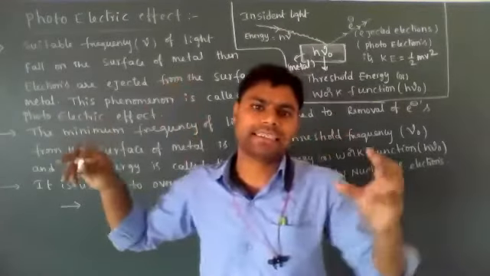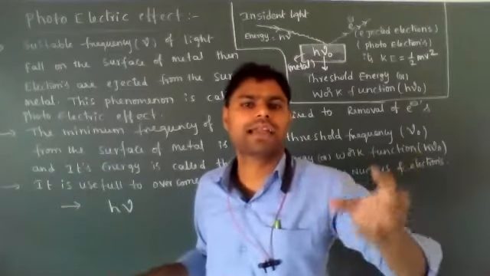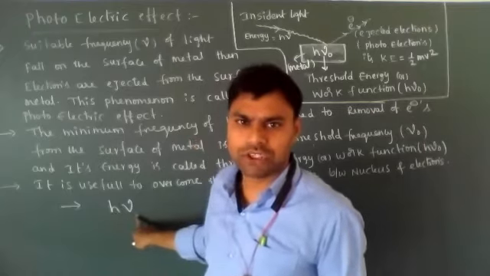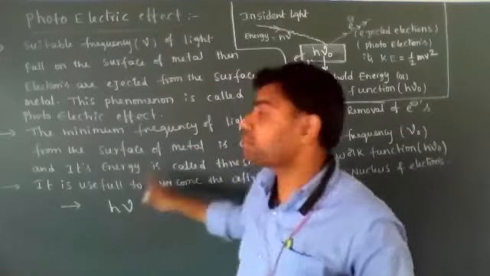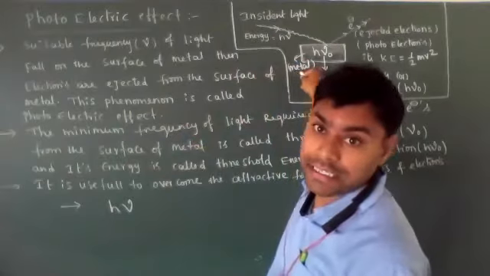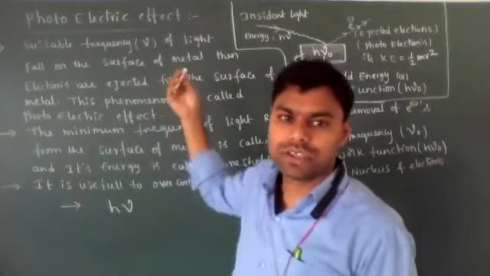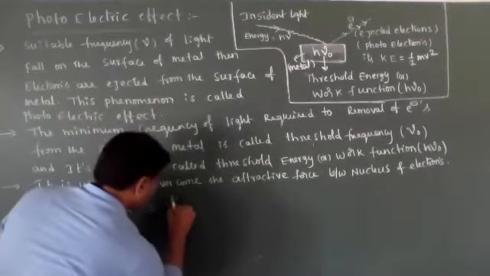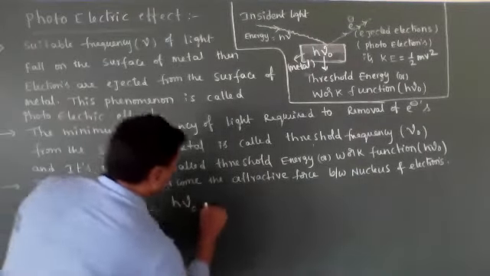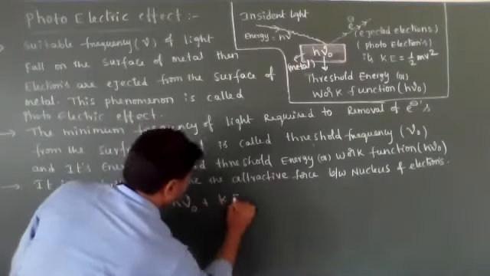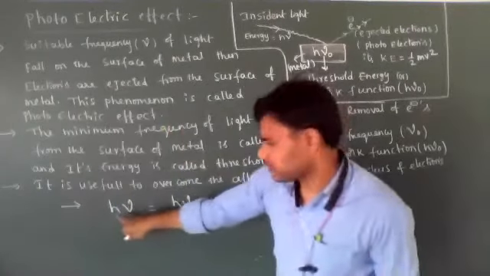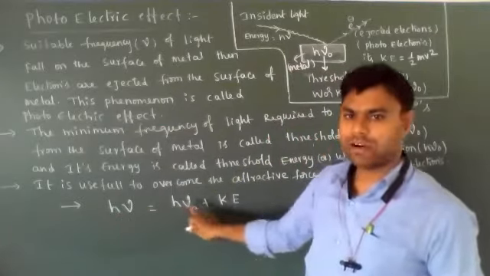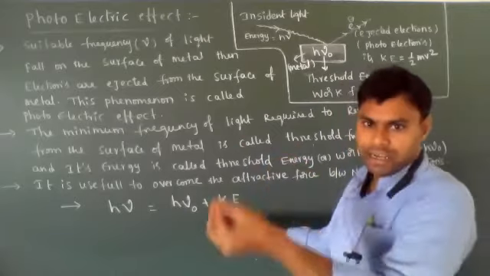Because the light energy is in the form of photons or quanta, each quantum's energy is equal to h nu. That energy should be more than the threshold energy, then the electrons will come out. So how much energy was utilized? That utilized energy is equal to h nu naught plus kinetic energy. This energy should be more than this h nu naught, then only some electrons will come outside.